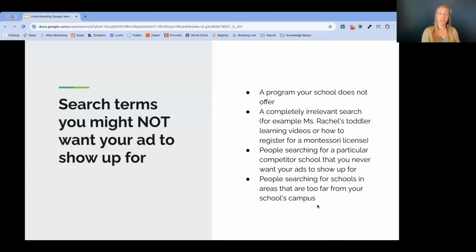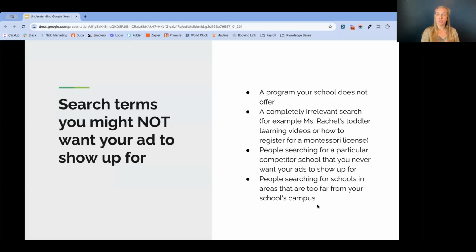So speaking of search terms that you don't want to show up for, here's a couple examples. If your program is a program that your school does not offer. Like I said, if one of your search terms is toddler Montessori program and you don't have a toddler program, you want to not show up for that. You don't want to mislead your leads. A completely irrelevant search, like Miss Rachel's toddler learning videos. We don't want to show up for that. That's not relevant to us at all.